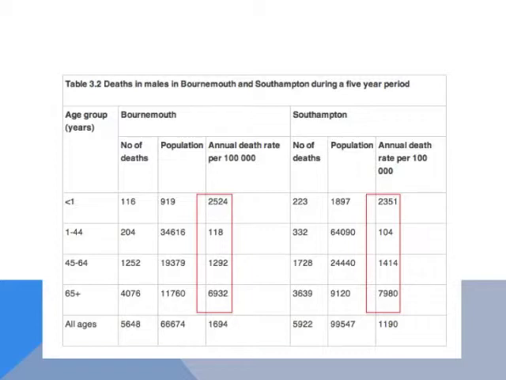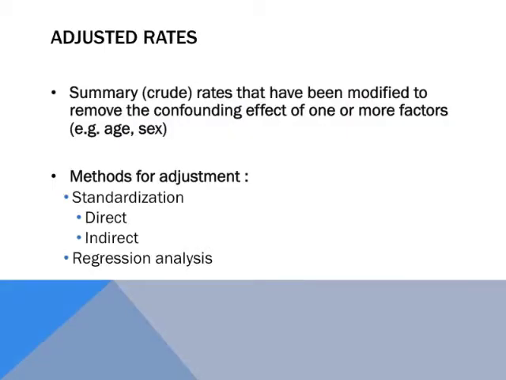But the presentation of stratified data can become rather cumbersome, and it's often helpful to derive a single summary rate that can be useful for comparison purposes. Adjusted rates are summary rates that have been modified to remove the confounding effect of one or more factors. Methods for adjustment include standardization and regression analyses. The resulting adjusted rate is an artificial rate that describes the rate that would have been obtained had the underlying structure of the study population been the same as a standard population. This artificial rate allows for comparison over time and place.